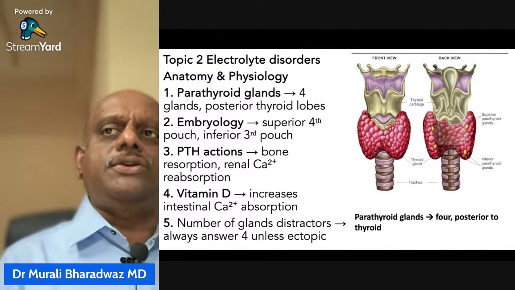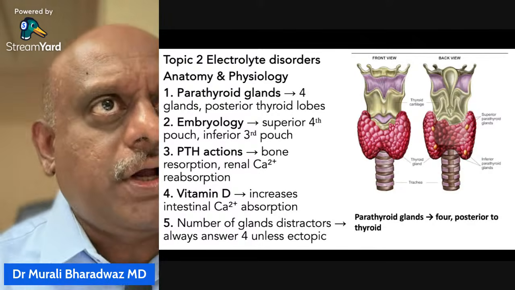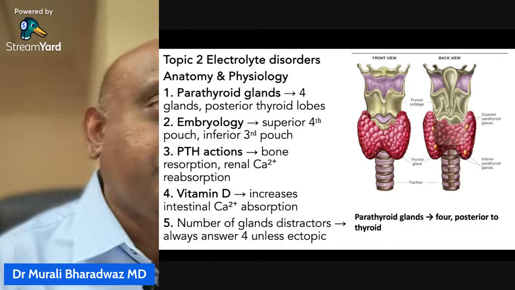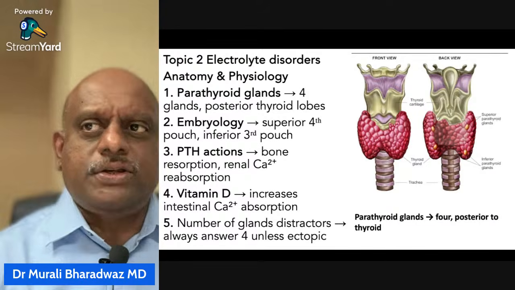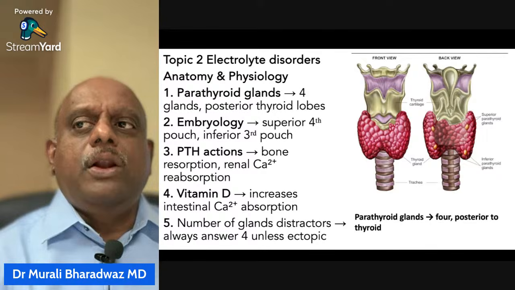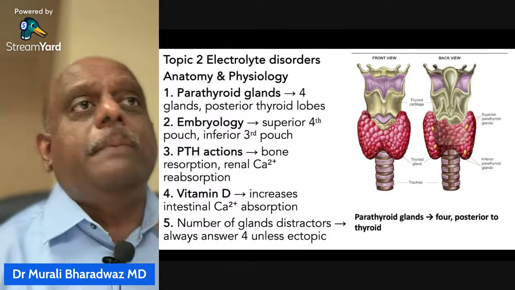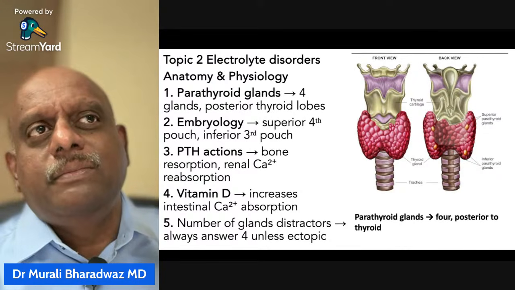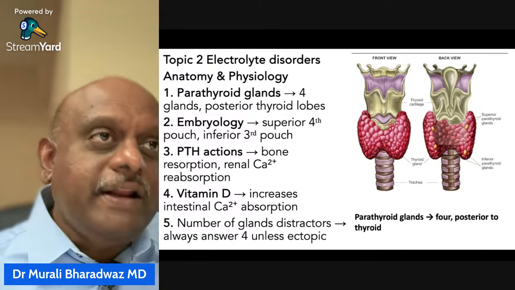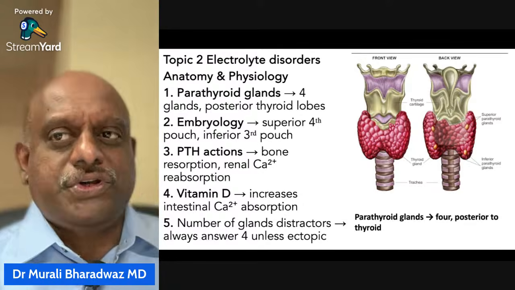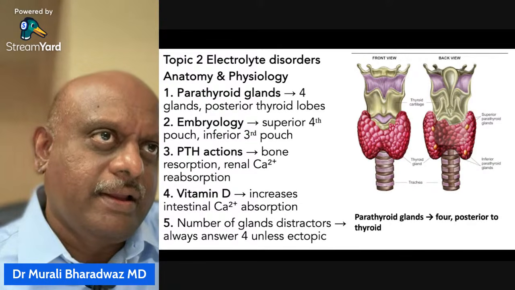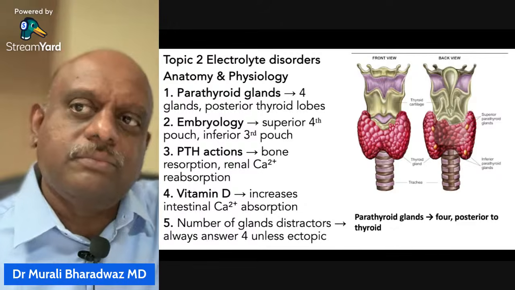So that is all the story you need to know, doctor. Now, a few more things in electrolyte disorders and physiology. There are 4 glands posterior to the thyroid lobes. Embryologically, superior parathyroid glands arise from the 4th pharyngeal pouch, reverse. Inferior from the 3rd pouch. The 3rd pouch goes up, the 4th goes down, but superior comes from below, inferior from above.